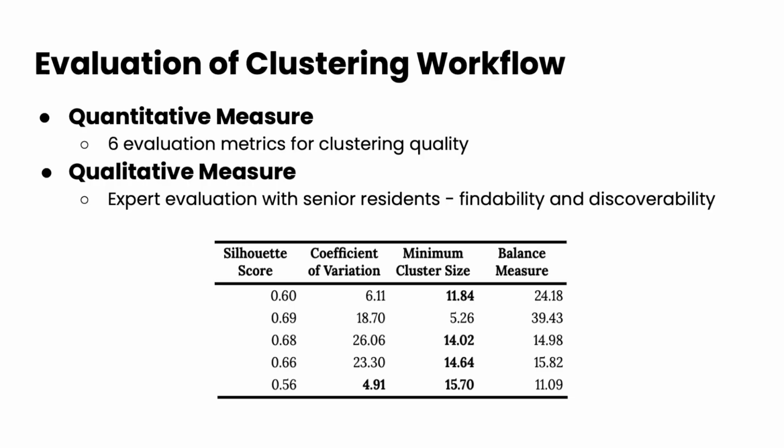We demonstrated the robustness of our clustering workflow by using both quantitative and qualitative measures, using 6 different evaluation metrics for clustering quality evaluation and expert evaluation with senior residents. The residents' feedback showed the effectiveness and interpretability of the clustering workflow. They highlighted 2 sides of the clustering results: findability and discoverability. From the perspective of findability that supports goal-oriented seeking for specific information, all residents explained that the grouping aligns with what they learned. On the other hand, regarding the discoverability, some of them noticed interesting patterns from clustering results, elaborating that they've never seen such routes before.